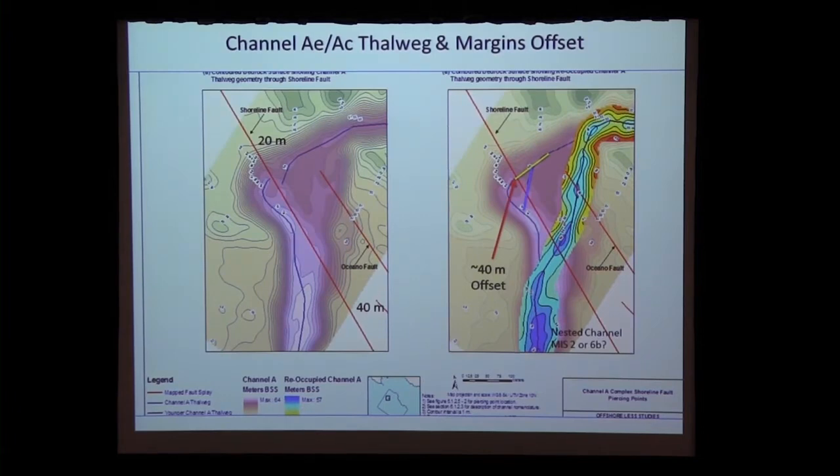Another interesting thing is if we look at the incision into the bedrock at the base, and we look at the Talweg in this area here. This is a 1 meter contour interval. And the interesting thing is we have a Talweg that comes right down like this, and it probably crosses the fault here. And then we have this part of the Talweg that's offset.